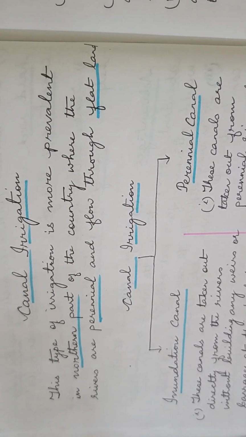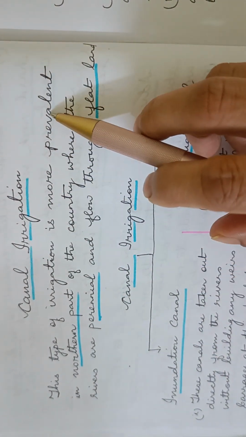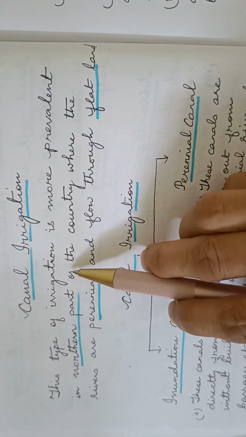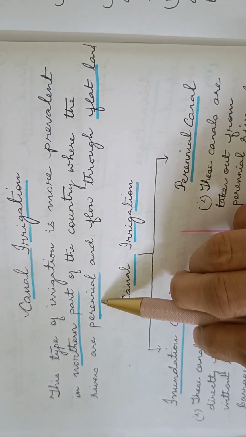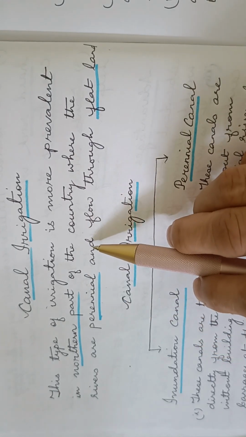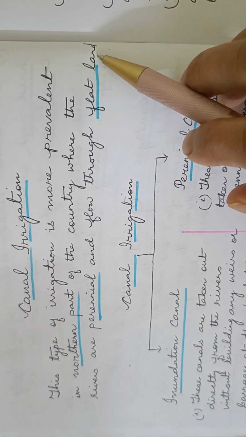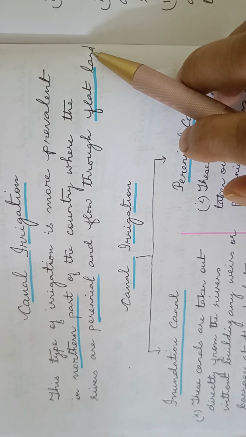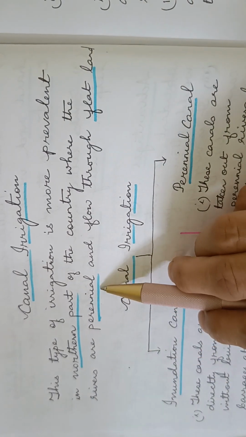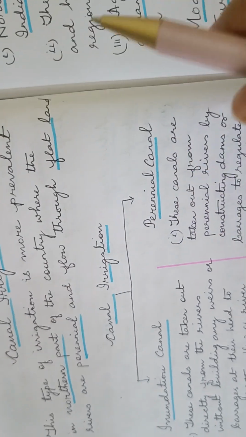Canal irrigation, this type of irrigation is more prevalent in the northern part of the country where the rivers are perennial. This is one reason. And second, they flow through flat land. So if asked why we have more canal irrigation in northern India: one, the rivers are perennial there, and second, the land is flat.